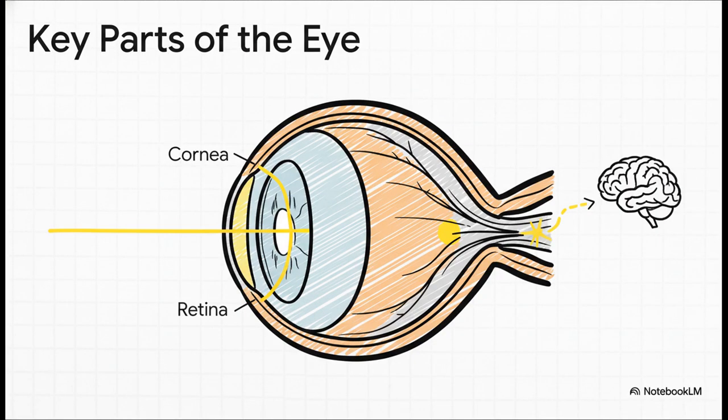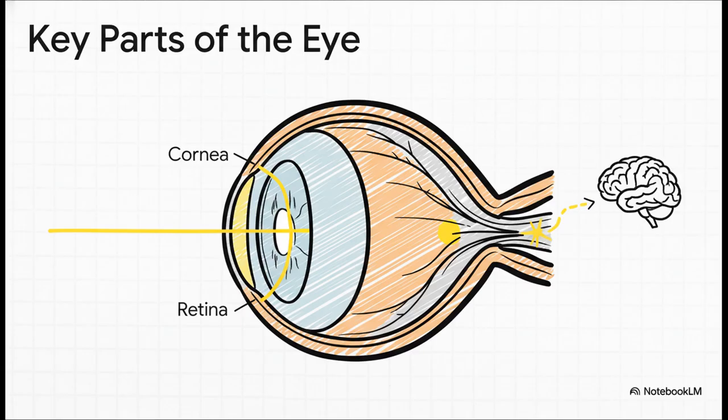First, light enters through the cornea. This is a transparent outer layer, and this is where most of the bending or refraction of light happens. Next, we have the iris. That's the colored part of your eye. It controls the size of the pupil, that little black dot in the center. It works just like a camera shutter, controlling how much light gets in.